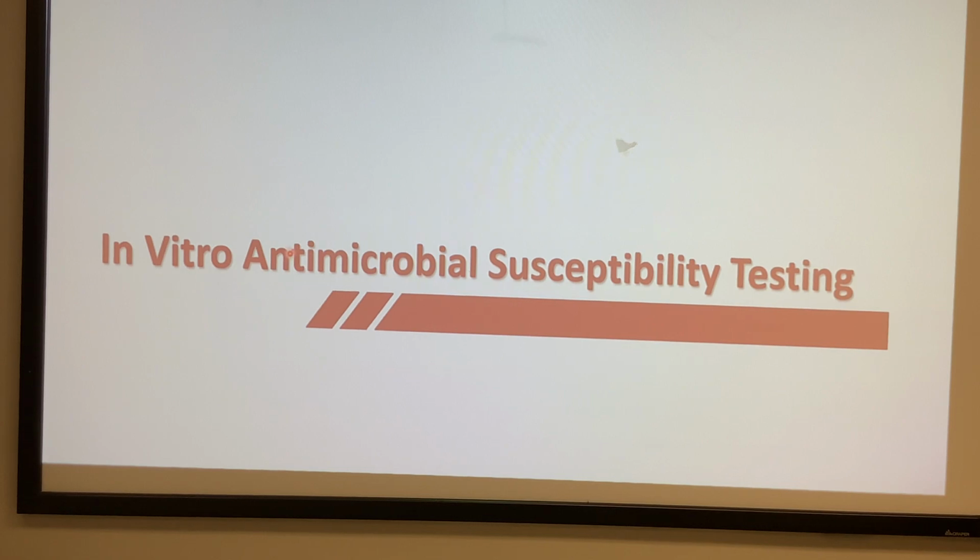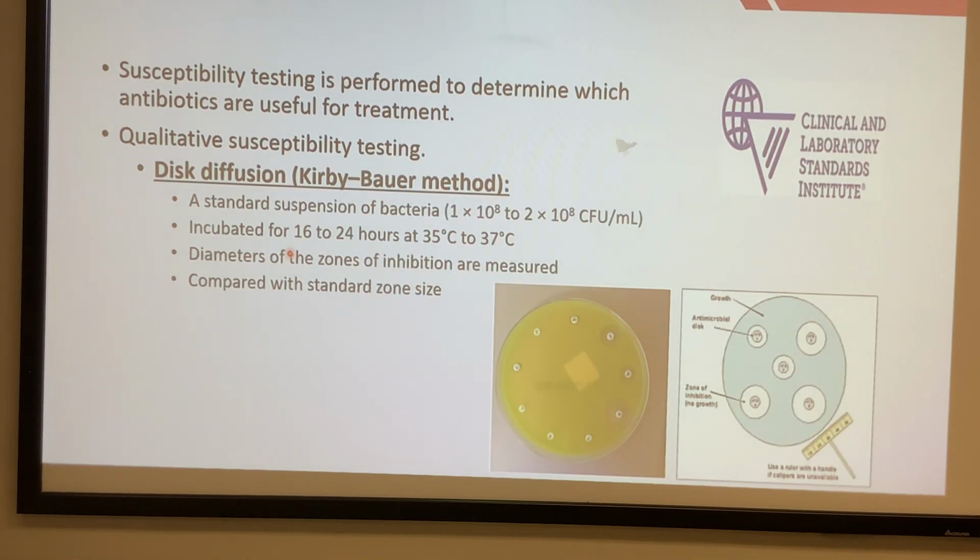So next thing, and I think it's the most important thing for you guys today, is to understand in vitro antimicrobial susceptibility testing, right? That's also done in the laboratory. And this is to determine which antibiotics are useful for treatment. So we do know what is causing the infection, and how can we treat it? Can we use any type of antibiotics? No, right? To make it more efficient and safe for the patient, you have to choose.